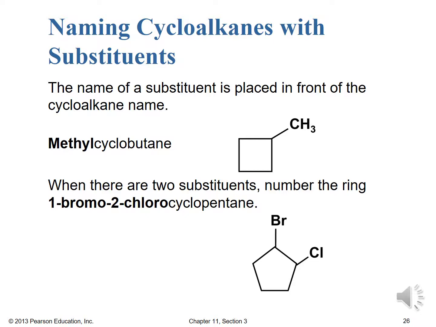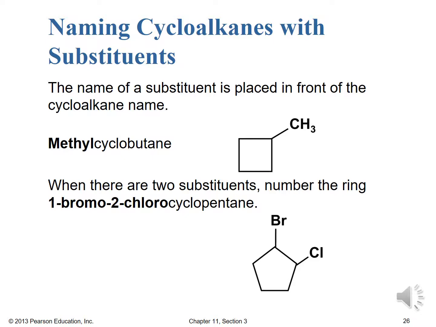Now, in the second example here on the slide, we have two substituents. So we number the ring as 1-bromo-2-chlorocyclopentane. Why did we pick number 1 for bromo? Because bromo comes first alphabetically. So be careful, that's the rule, and just be on the lookout for it.